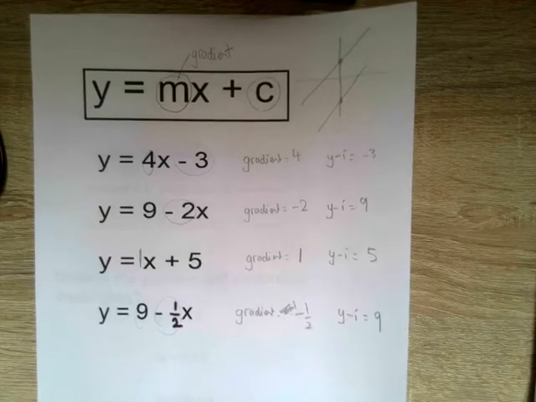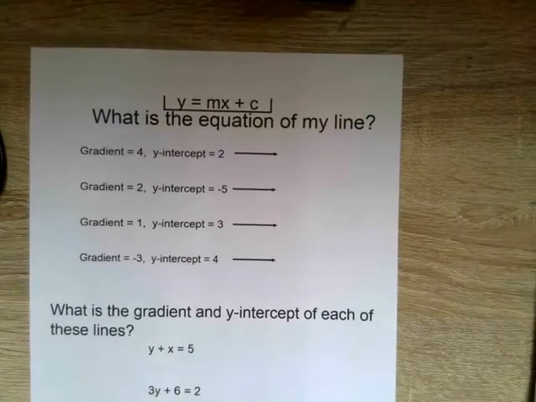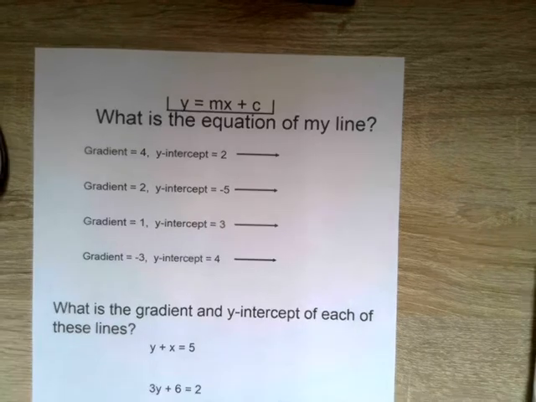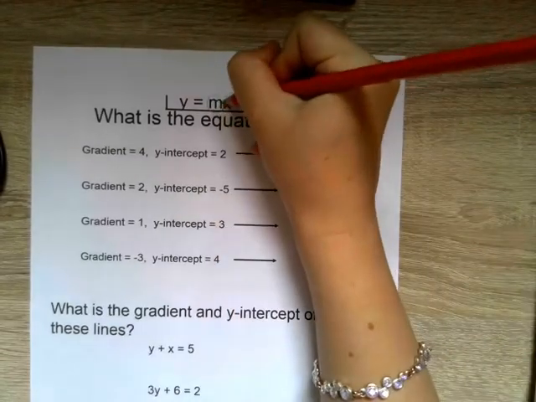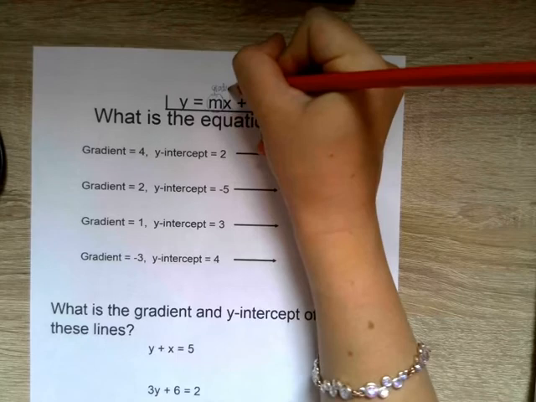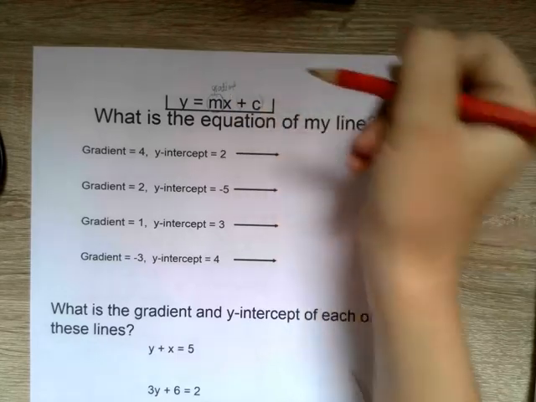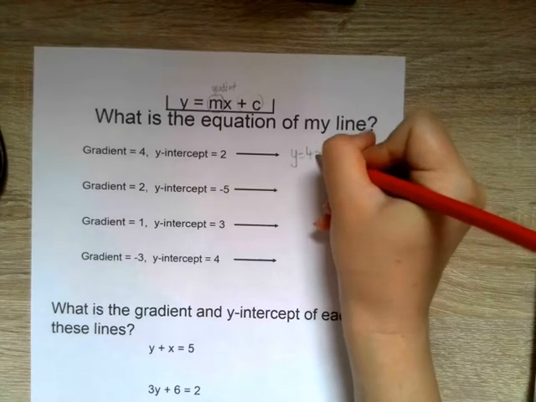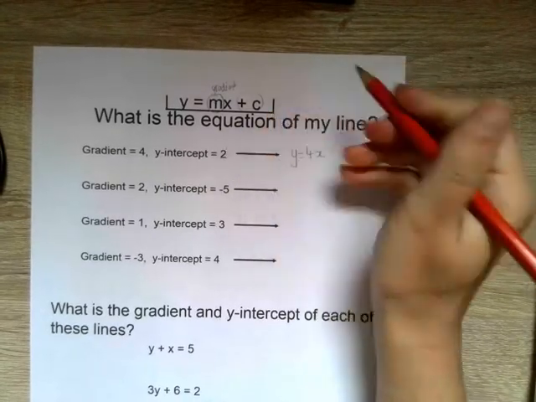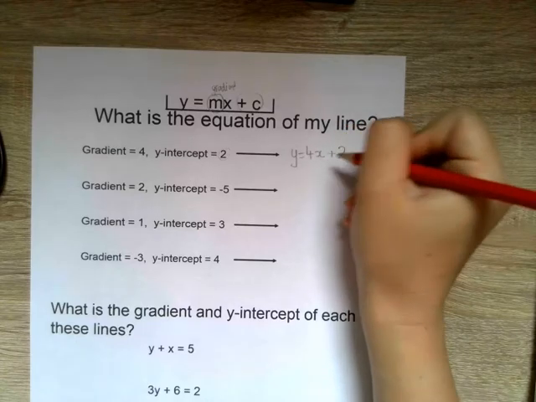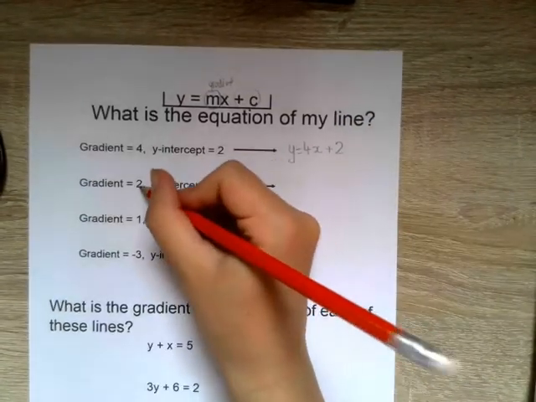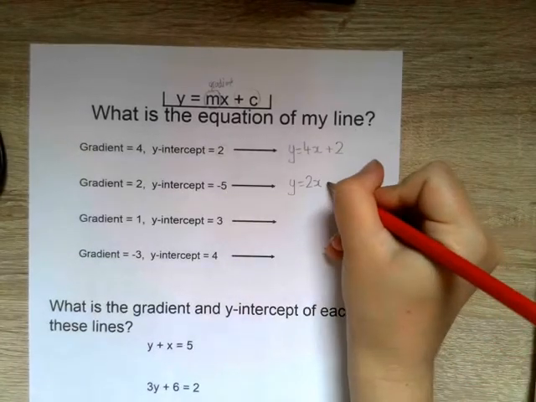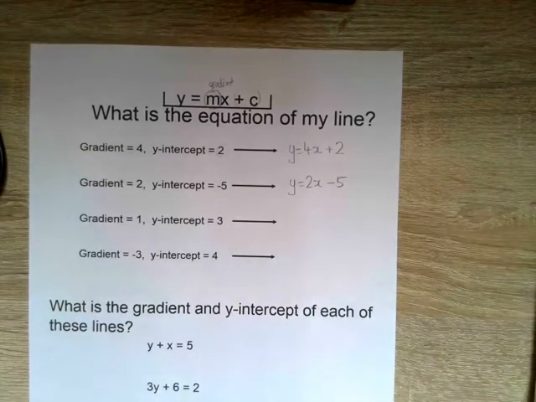Right, so next we're going to do it the other way around. So this time I have got the gradient and the y-intercept, and we've got to put it to make an equation. So I know that the gradient always goes in front of the x, and then we just put the y-intercept on the end. So if the gradient is 4, it's going to be y equals 4x, and then the intercept is positive 2, so therefore I put plus 2 because it's positive. Next one, gradient is 2, so I put y equals 2x, and the y-intercept is minus 5, so I just put minus 5 on the end.